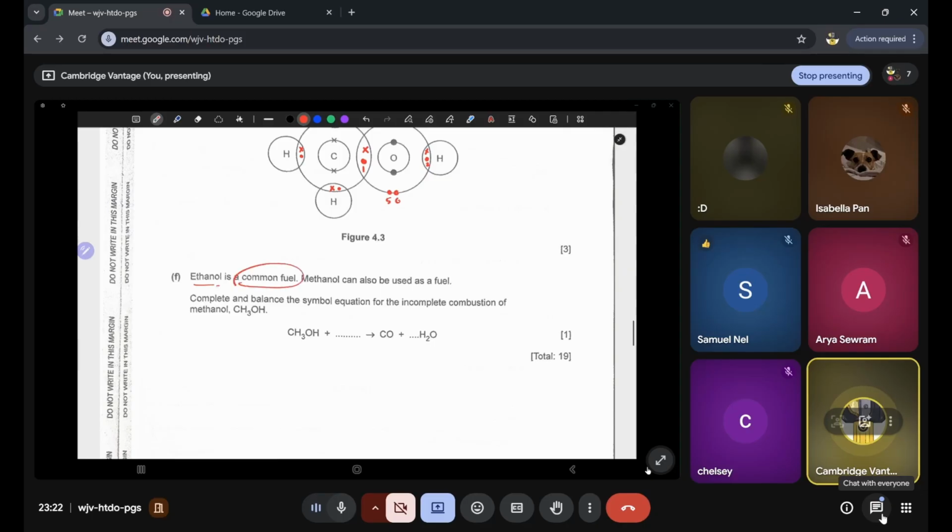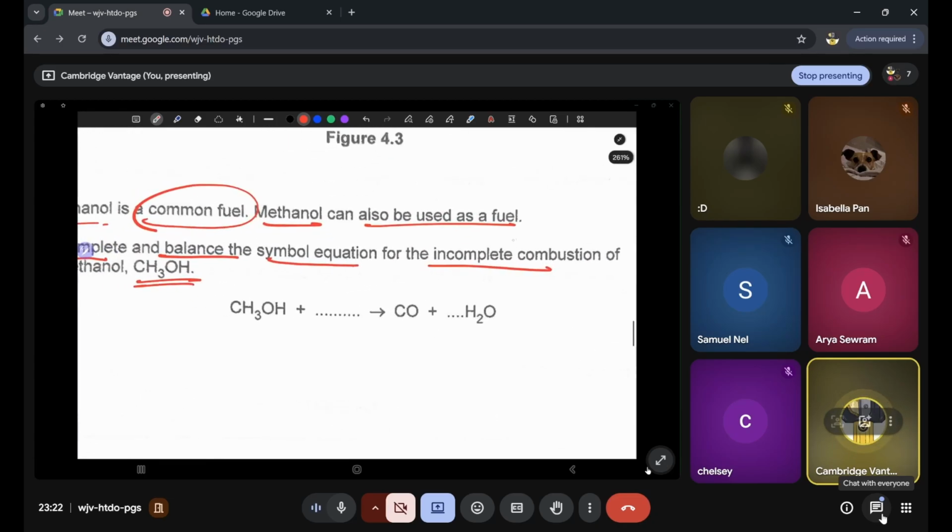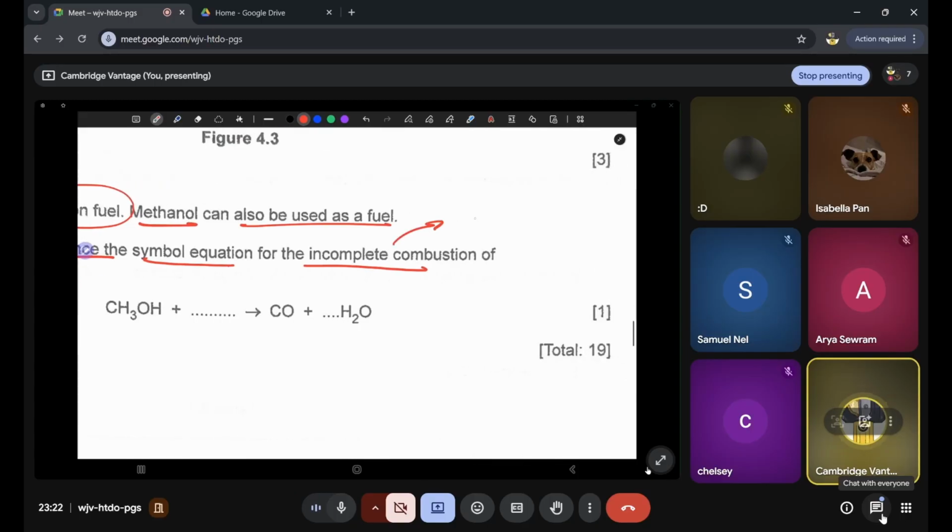Ethanol is a common fuel. Methanol can be used as a fuel as well. Complete and balance the symbol equation for the incomplete combustion of methanol. Now they mentioned incomplete. That means it's not excess oxygen. And combustion is always a reaction with oxygen. So this is just O2 over here. That's the first thing that you should write down, and then you should approach the balancing.